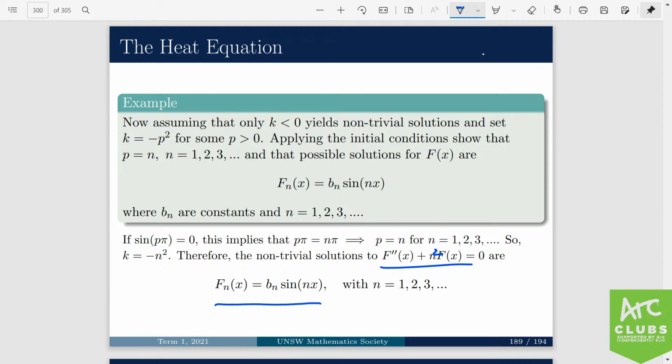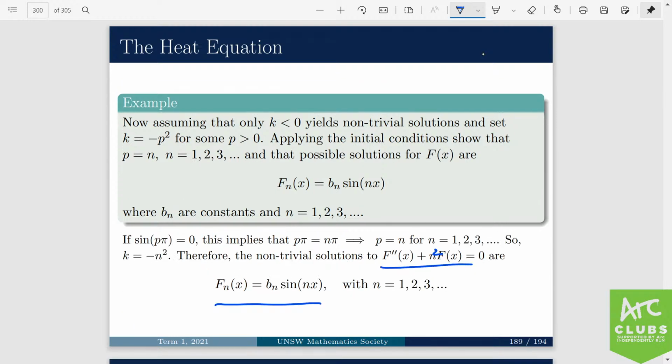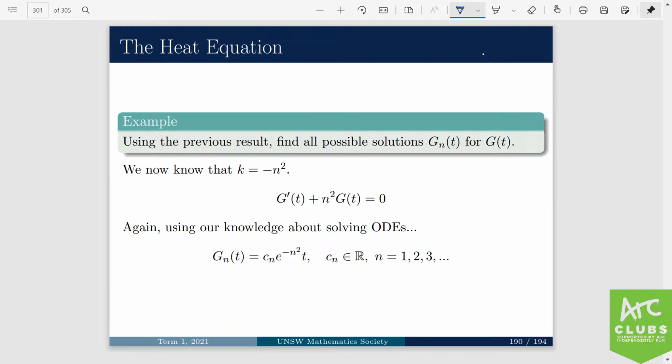Cool. Please stop me if any of this isn't making sense along the way. We said that b can't be 0, so this has to be 0, and that's only 0 if we consider these n values. So f of x is equal to this, when n is all of these numbers. Cool. We've worked on f for a while now, so let's move over to g and get a corresponding solution for g, and then we can try to put them together to find u, which is what we're trying to do. This is our goal.